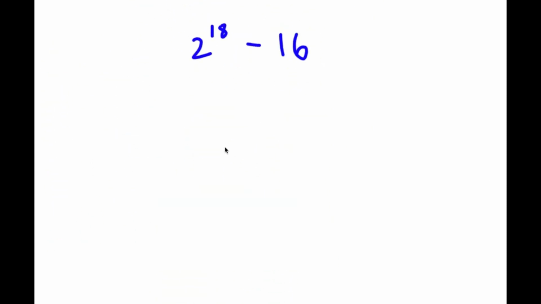Alright, so in this problem, I have 2 to the power of 18 minus 16. So to solve this, I'm going to first rewrite 2 to the power of 18 as 2 to the power of 9 times 2. So now I have 2 to the power of 9 times 2 minus 16, which I can rewrite as 4 to the power of 2.